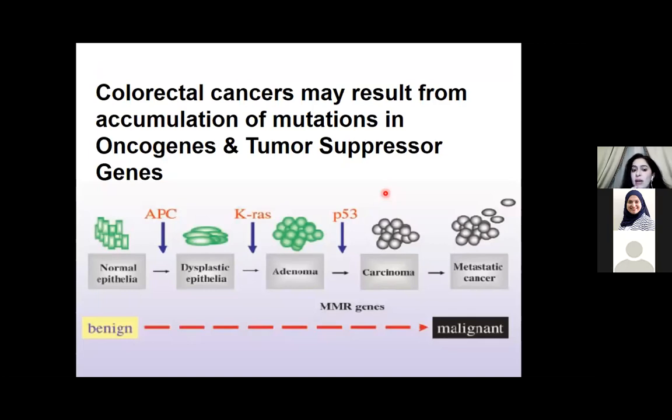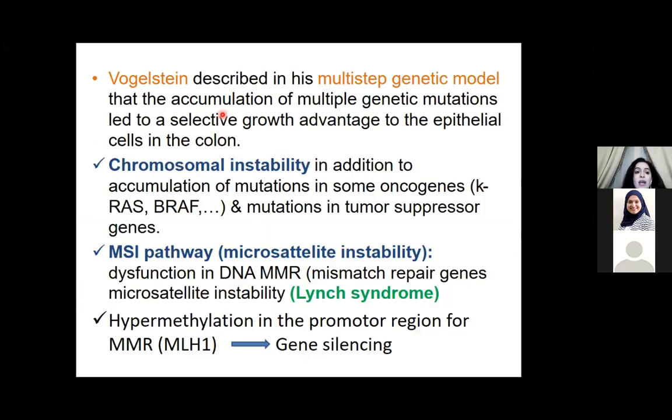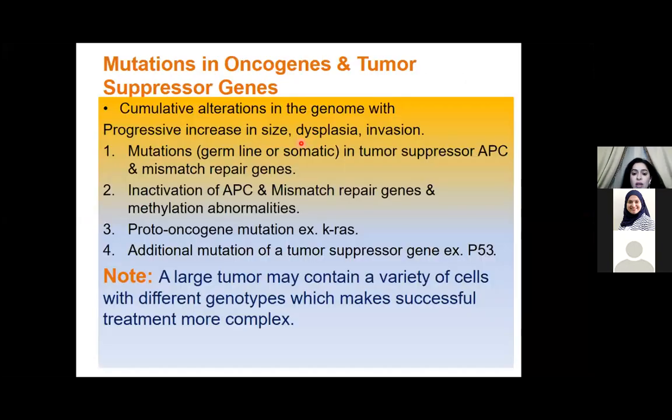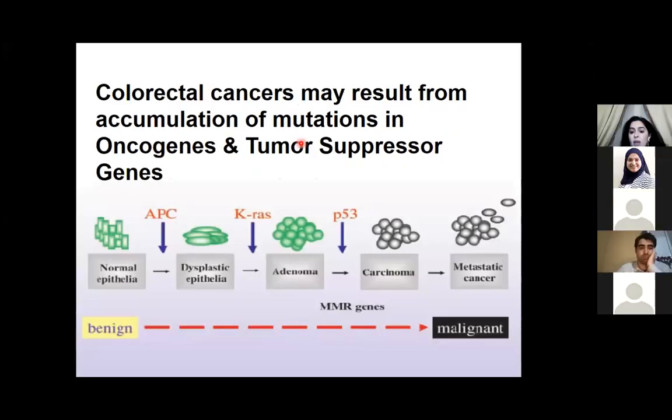So I adopted this model in order to get to know more how accumulation of mutation can lead to cancer. This model was describing the colorectal cancer, described by Vogelstein, who described this model in 1990. It was actually the first genetic model to be described about the multi-step genetic mutations that take place in order to turn normal epithelium of the colon to a cancer or to metastatic cancer, to carcinoma or metastatic cancer.